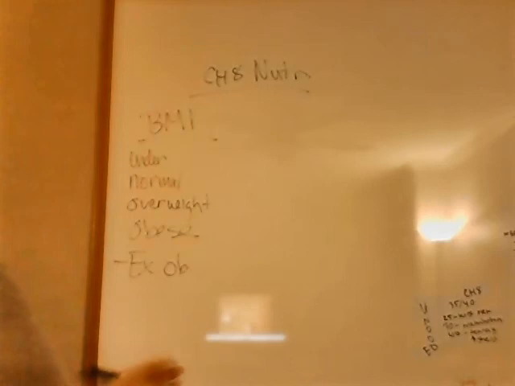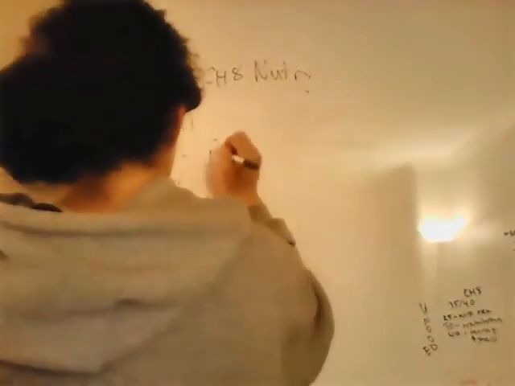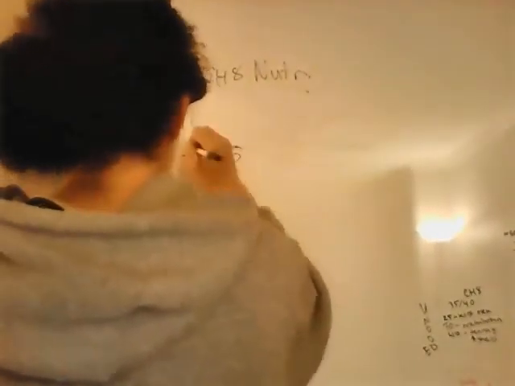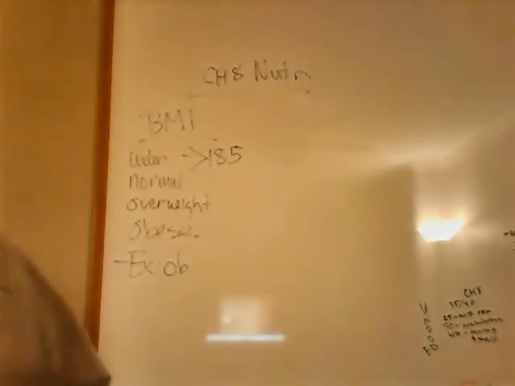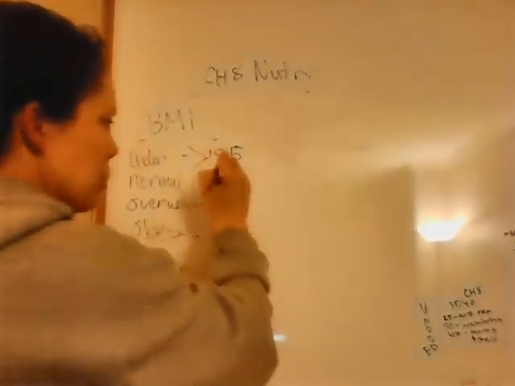Alright, extreme obesity. Okay, so here's how we remember this. When you look at under, you're talking about 18.5 or below. Let me just verify that one time. 18.5 or below, you're looking at underweight.